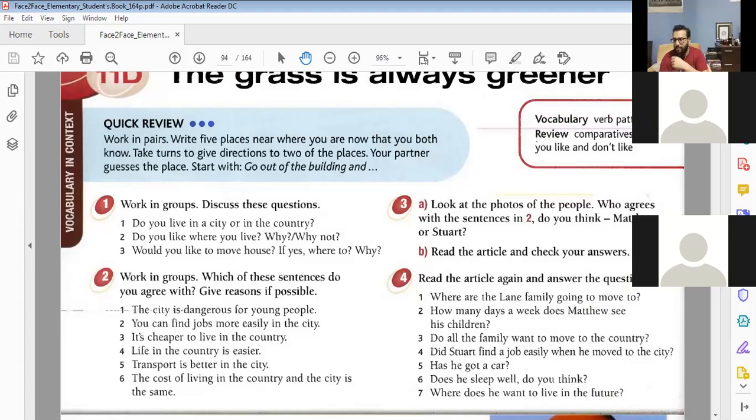Yes, Abdullah. And big. The country, is it big or not big? Which one is bigger, the city or the country? Country big. Actually, the city is the one that's big.